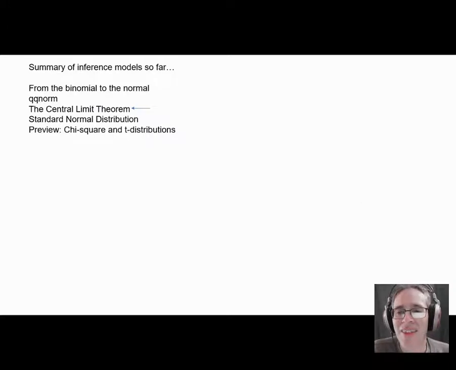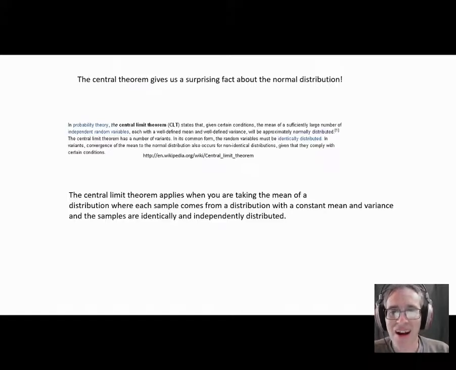This idea that the normal distribution is not just the limit of the binomial distribution, but actually, somewhat amazingly, is the limit of any distribution if you take the average of that distribution and sample that average with independent and identical sampling, is actually called the central limit theorem. So when you take the mean of any distribution that you want, and each sample comes from a distribution with a constant mean and variance, where the samples are independently identically distributed, it turns out the central limit theorem says, and this is sort of a remarkable result, that no matter what distribution you start with, if your sample size is big enough, you're going to end up with a normal distribution.